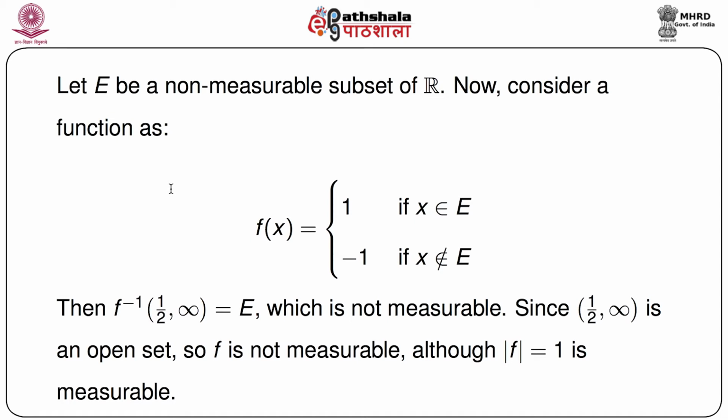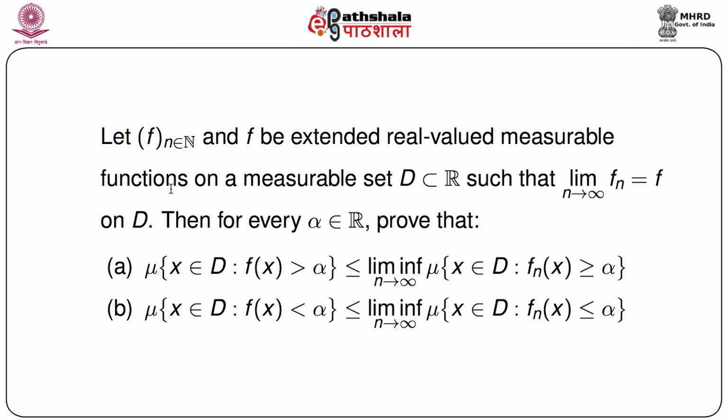So we have some idea about the measurability of a function, when a function can be measurable, and we can have many other problems with respect to this property of a function. That means whether it is measurable or not. Next problem is again related to the measurable function.